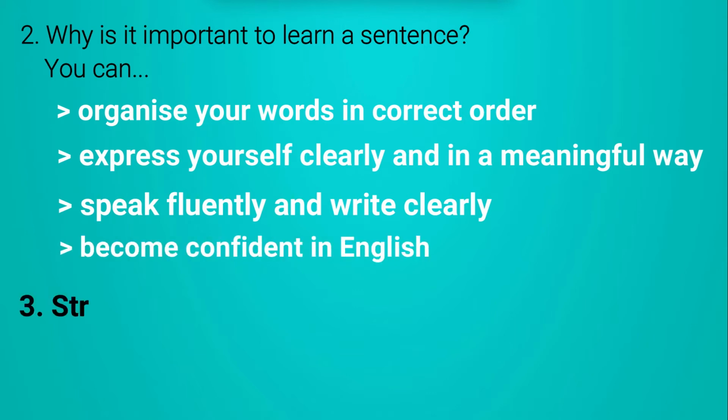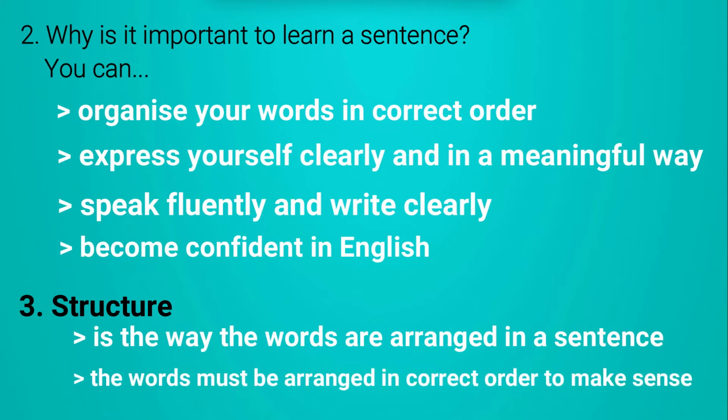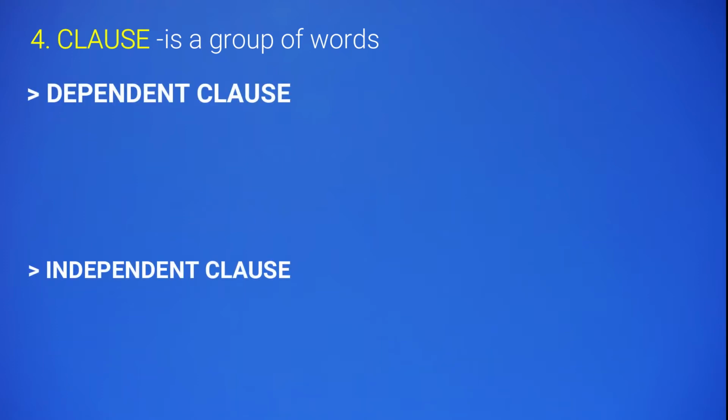3. Structure. Structure is the way the words in a sentence are arranged. The words in a sentence must be arranged in correct order. 4. Clause. You need to understand this very well. A clause is a group of words. There are two kinds of clauses by structure: dependent and independent clause.